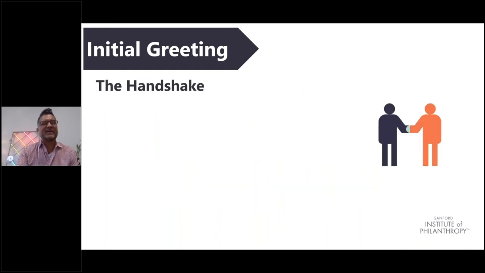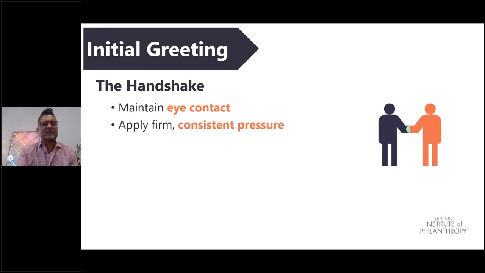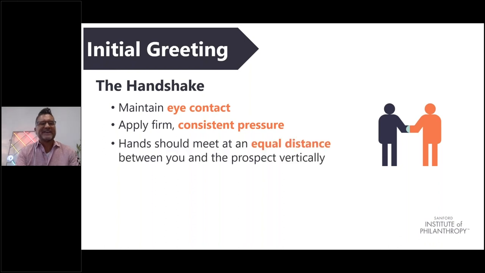Let's see, what else do we have here? So the handshake: maintain eye contact, apply firm, consistent pressure. It's not a competition, although sometimes you will shake somebody's hand and it feels like a competition, but just be firm. But again, the handshake is not a competition. Hands should be met at equal distance.